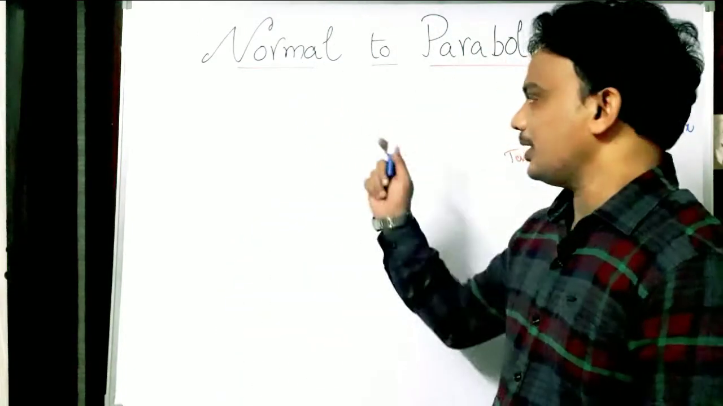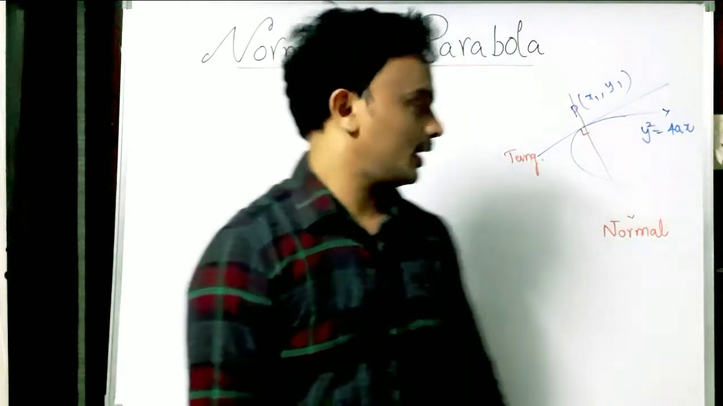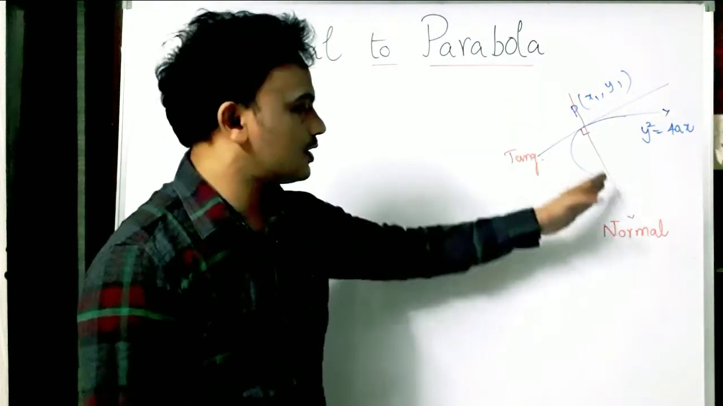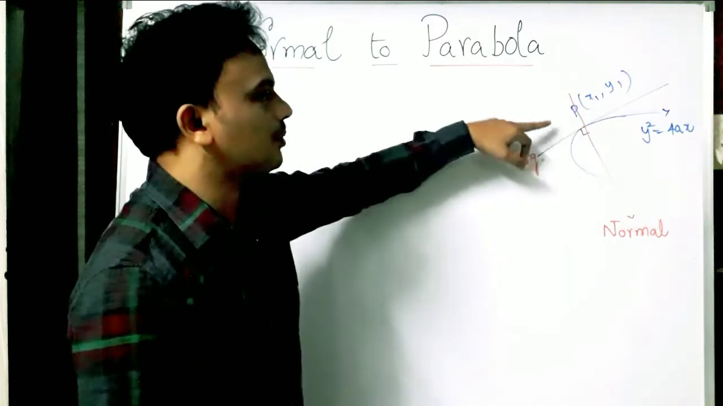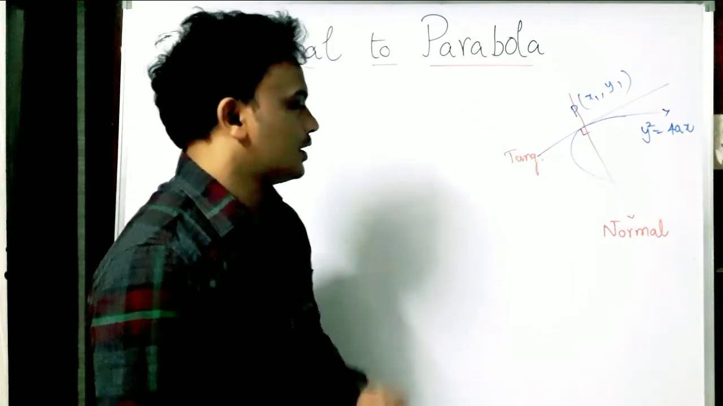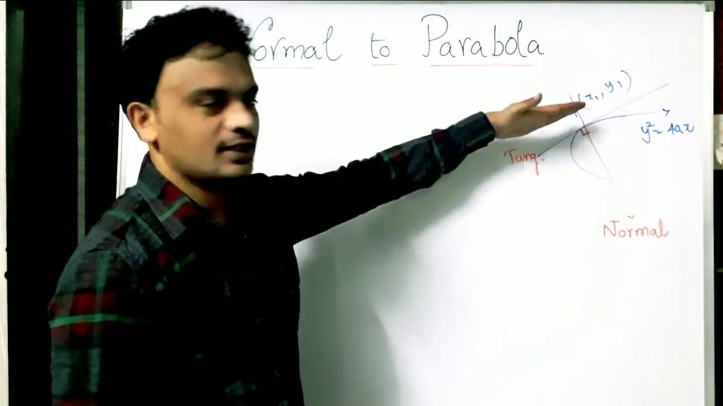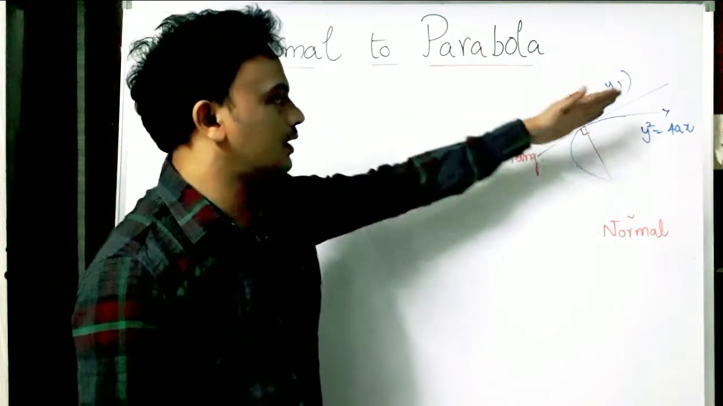So today our topic is normal to the parabola. What is the equation of the normal to the parabola at the given point? Before going to that, first of all we are going to discuss what is the equation of the tangent at that point on the parabola.